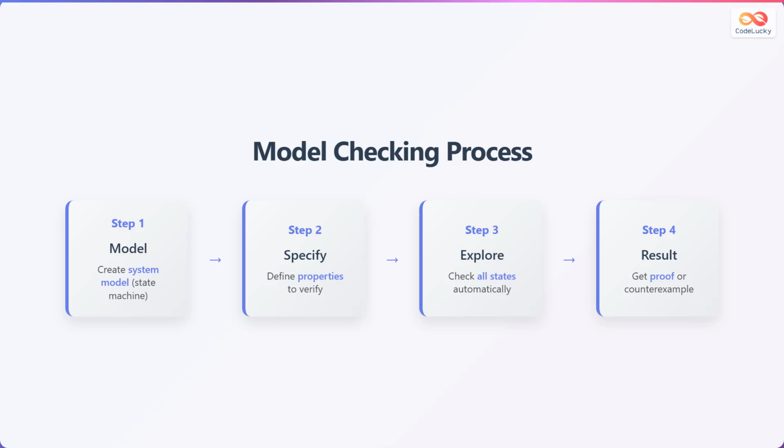Model checking process involves 4 steps. Step 1, model. Create a system model, typically a state machine. Step 2, specify. Define the properties to be verified. Step 3, explore. Check all states automatically. Step 4, result. Obtain either a proof of correctness or a counterexample indicating a failure.